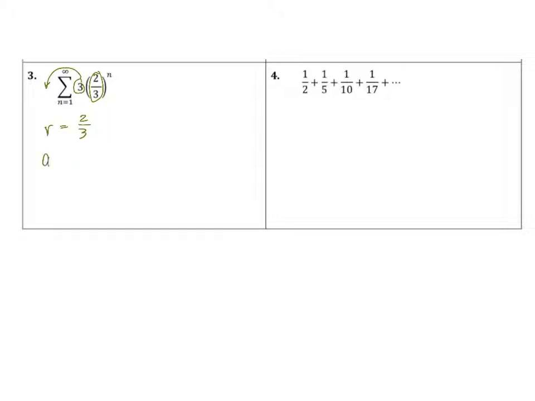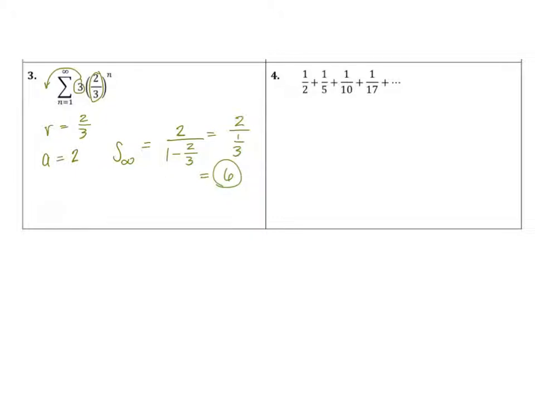Our first term, if we plug in a 1 and we want to keep 3 where it's at, that's going to be 3 times 2/3, which is 2. So now we can find our sum is going to be our first term over 1 minus our ratio. And so that's going to be 2 over 1/3, and that's going to give us 6.